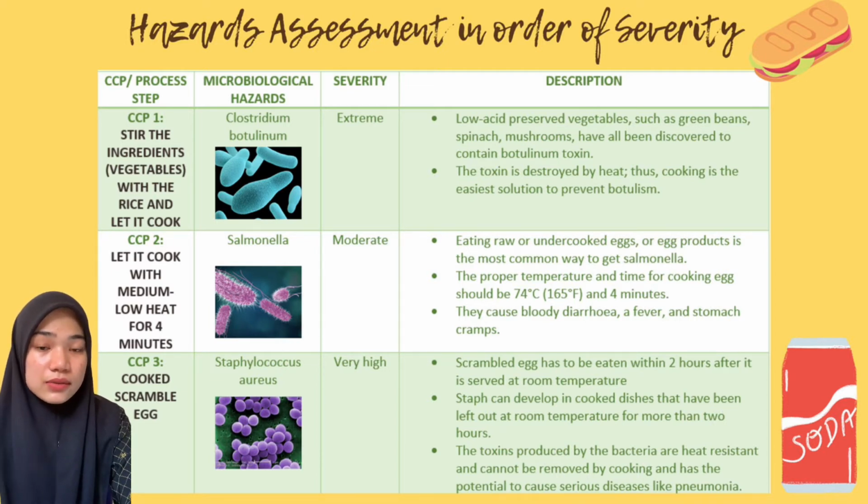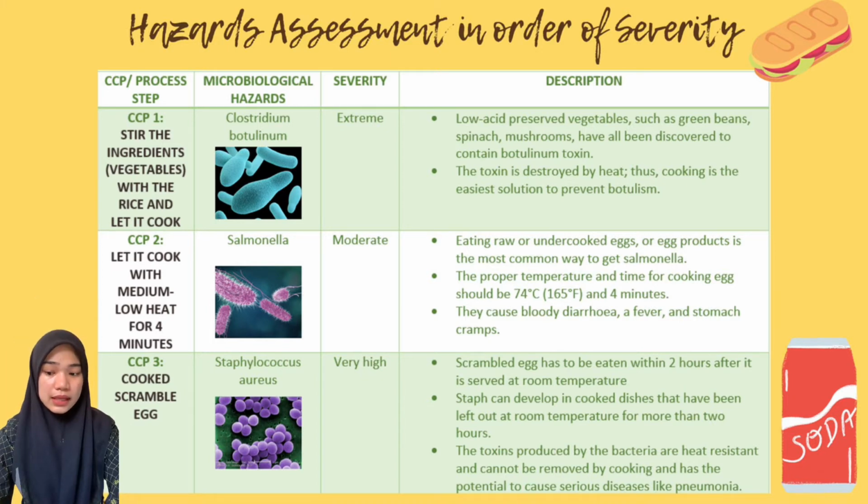The toxin is destroyed by heat. Thus, cooking is the best solution to prevent botulism. Process step is let it cook with medium-low heat for 4 minutes, which we take as CCP2.